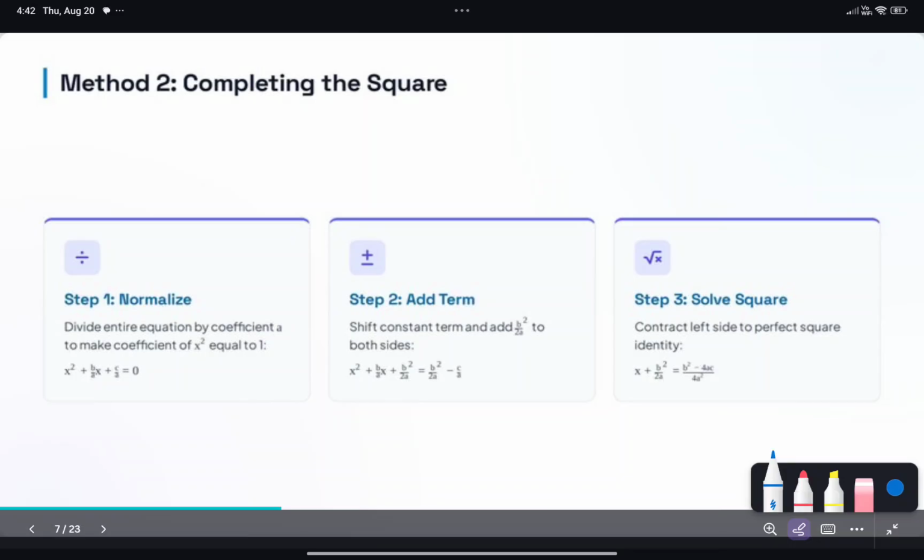For example, we can write any quadratic equation, no problem. 4x square plus 3x plus 4. See, step 1, normalize. How do we normalize?